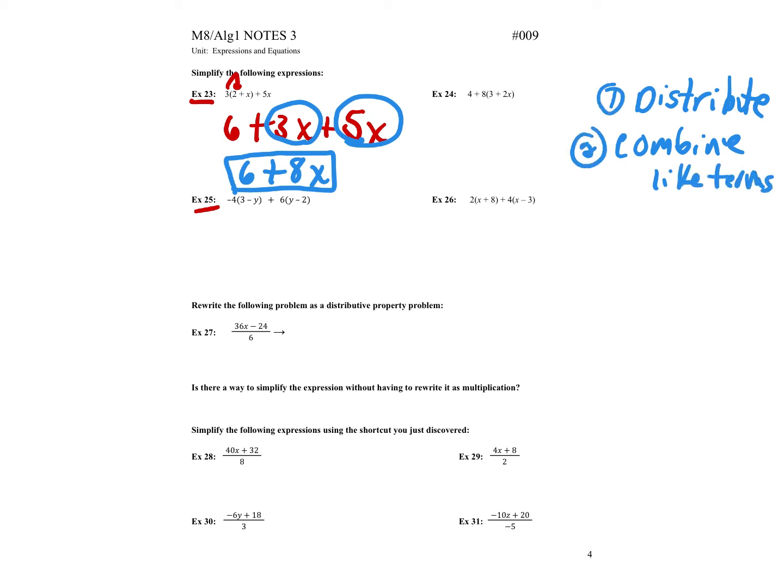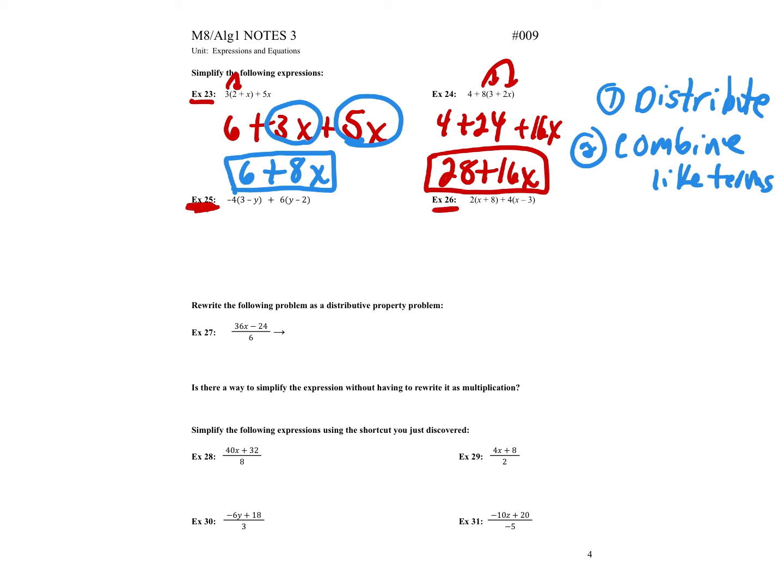Really, you just want to be really careful of any negative signs. All right, so this is 4 plus 24 plus 16x. So that's 28 plus 16x. Now I want you to do 25 and 26 on your own, and then I'll check those on Monday when I check your notes.